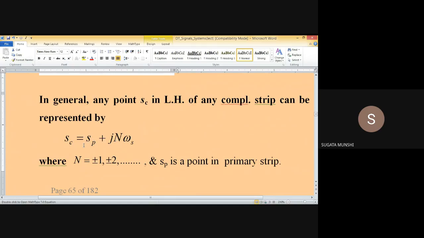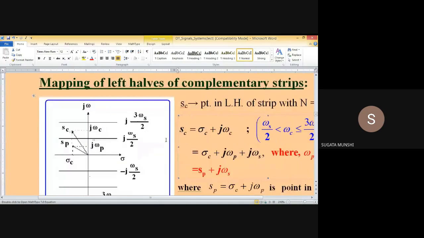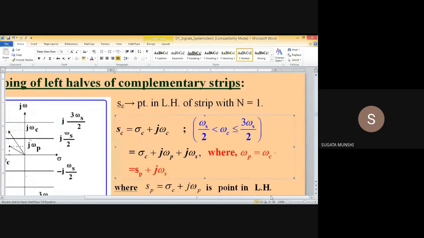This n value will be different for different complementary strips. If that is the case, what will be the relation between the point to which SC maps into and the point to which SP maps into? I have written down here e to the power SP plus jn omega s tau. So this one will be equal to 1. So e to the power SP tau equal to ZP. Same image, same image. So draw this figure and write down.